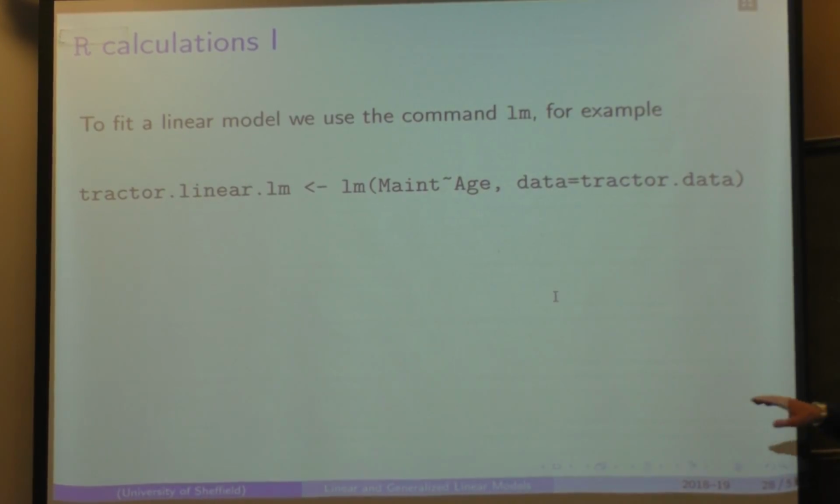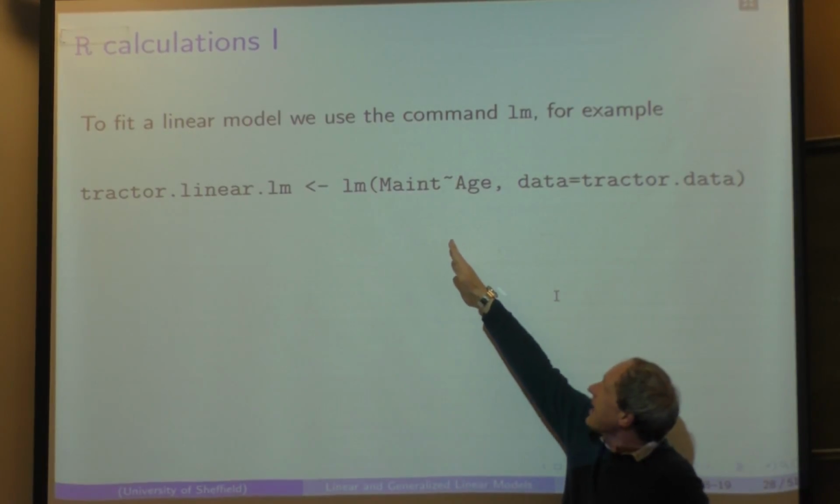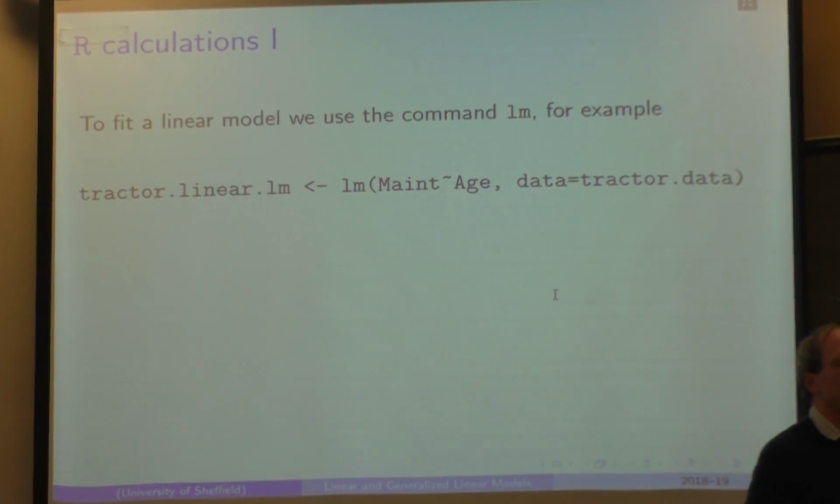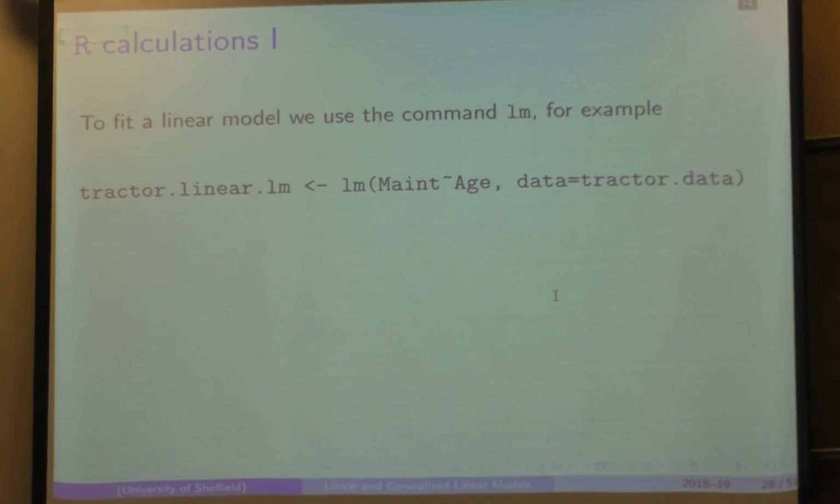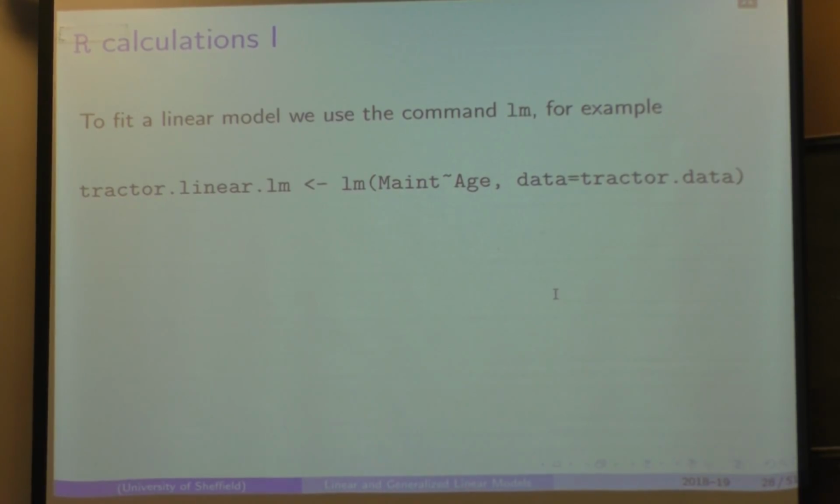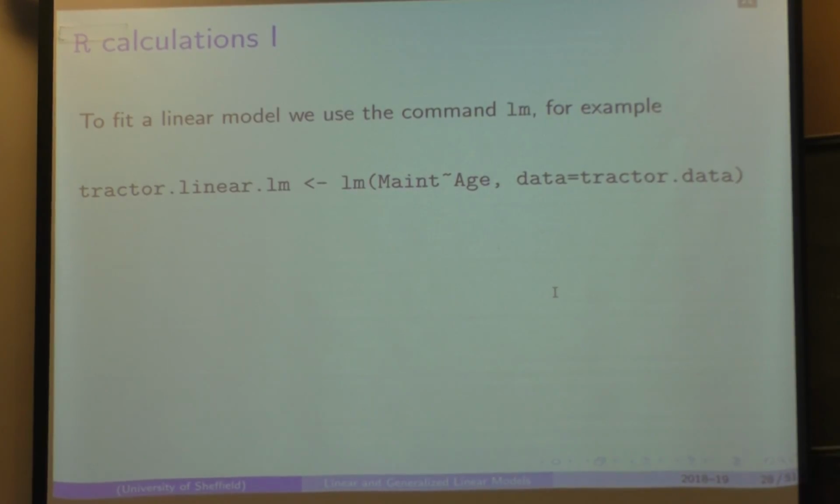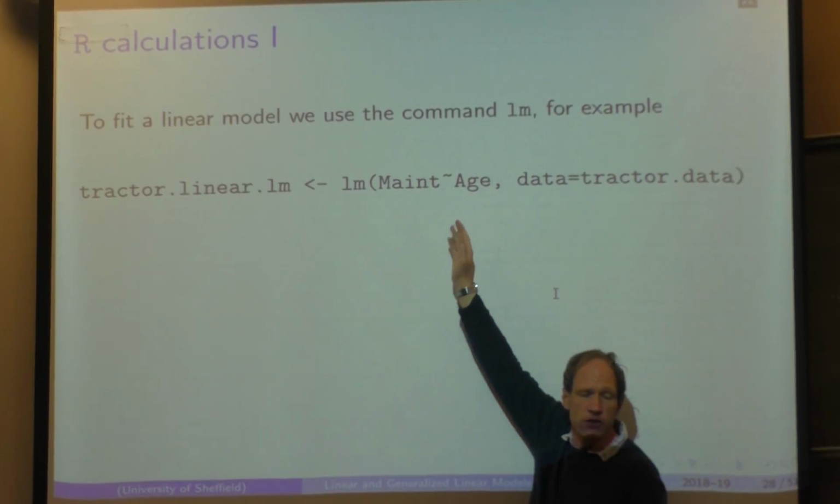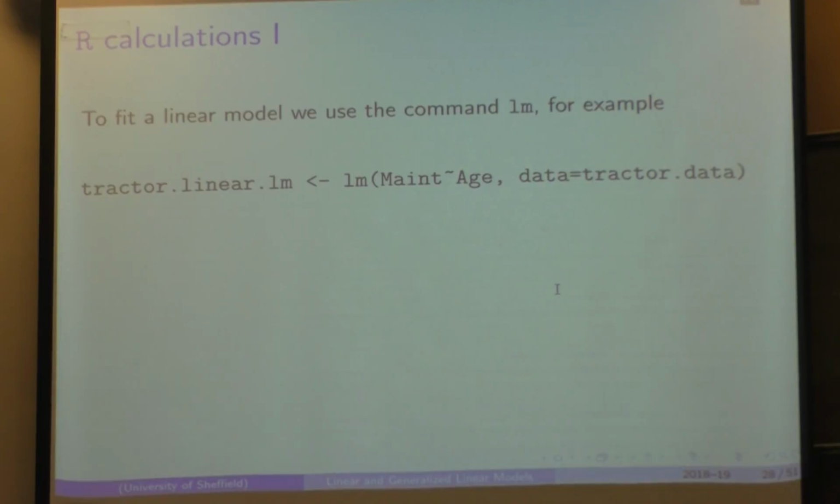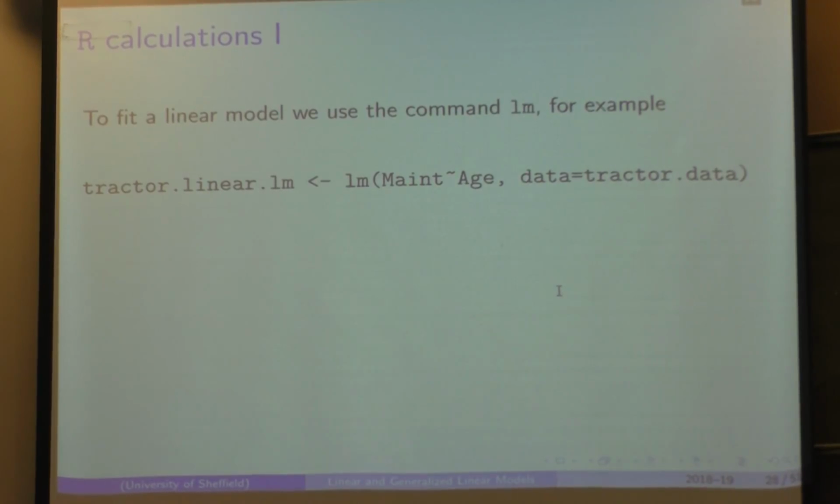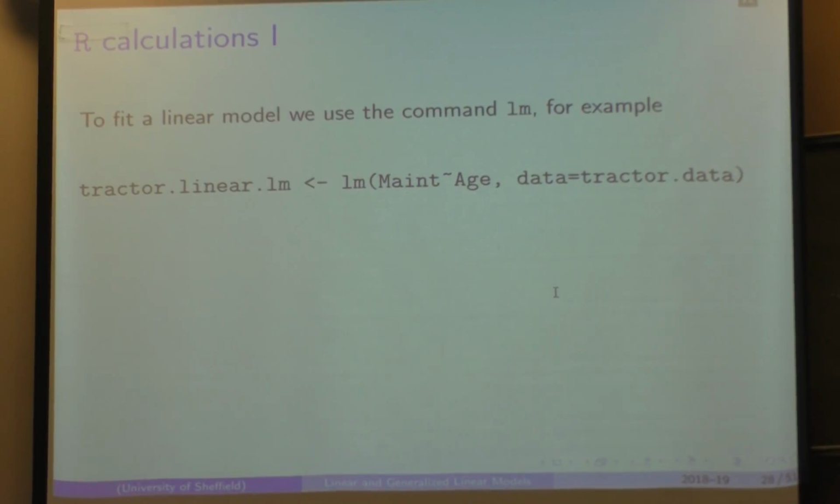And the tilde here is saying that everything on the left, so the mate, is the thing that we're trying to model the outcome of, so the maintenance cost in this case. And the age is what we're trying to make our regressor variable, so the things we're hoping will explain the variation in the things to the left of the tilde. So the tilde here separates the things that we're trying to predict from the things that we're trying to use to predict them.